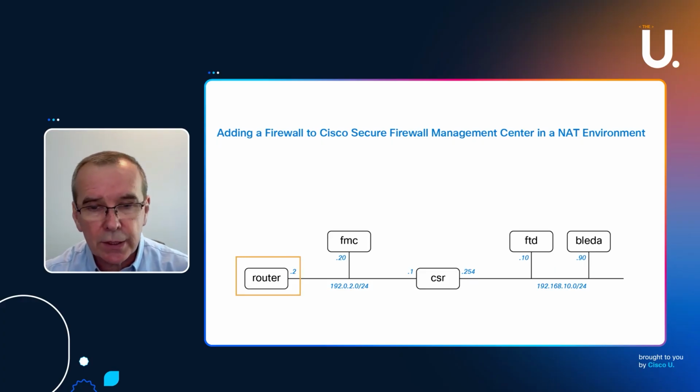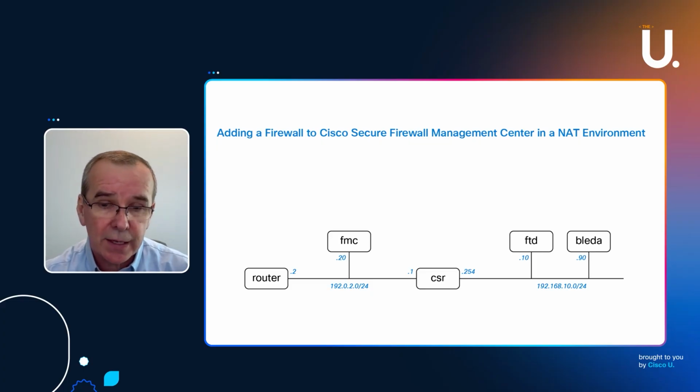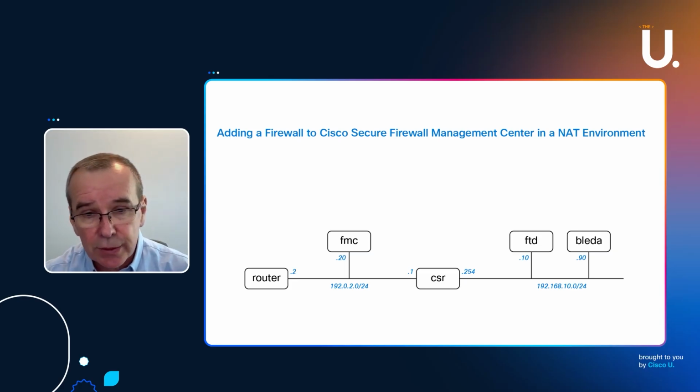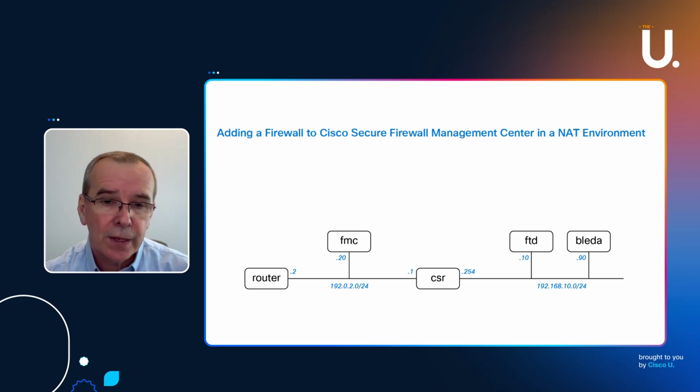Now, I just wanted to be clear that the NAT configuration on the CSR router is not really the focus of this demonstration. So although it's configured, I won't be going through that configuration with you. Also, the version of the Cisco Secure Firewall in this demonstration is version 7.4.2, but it should be very similar for versions either slightly before or slightly after.